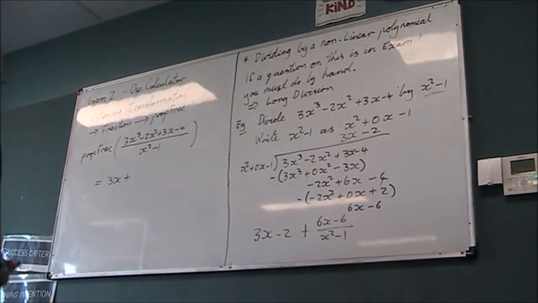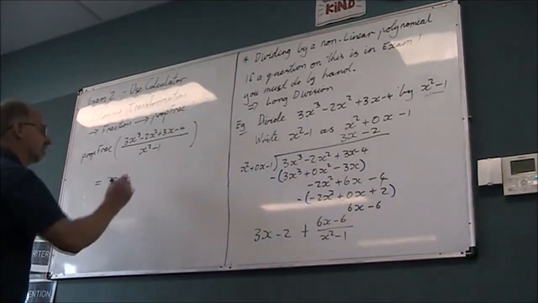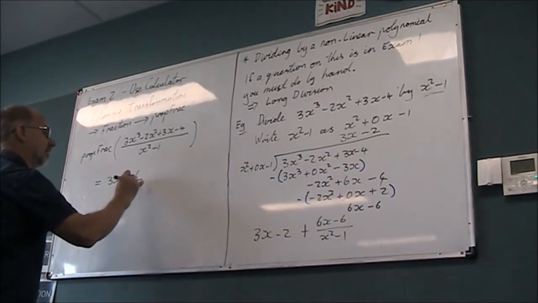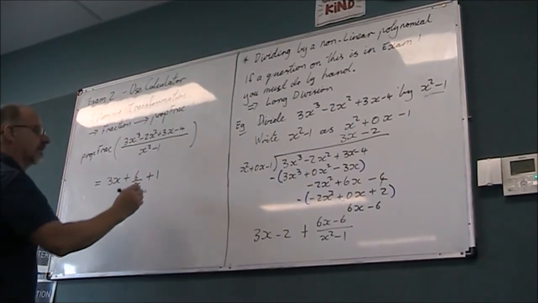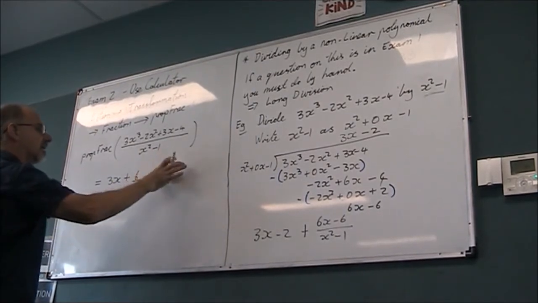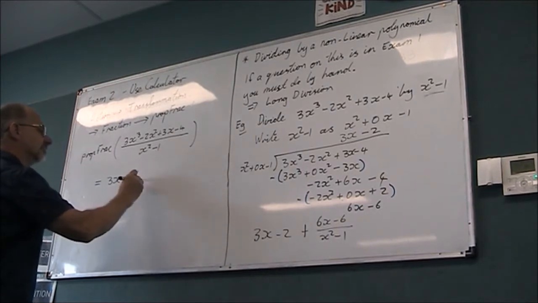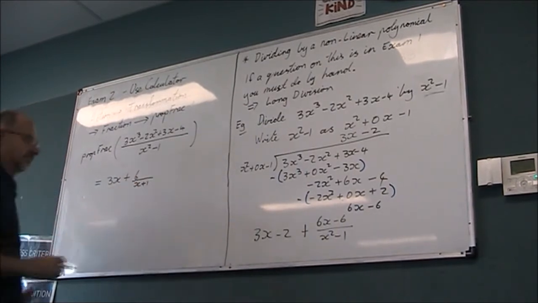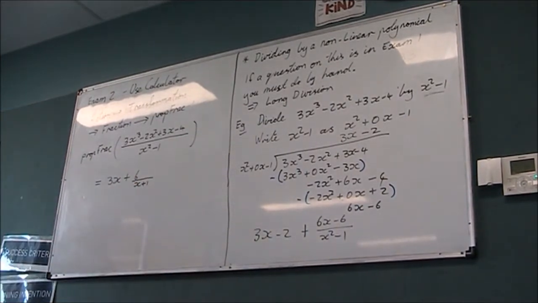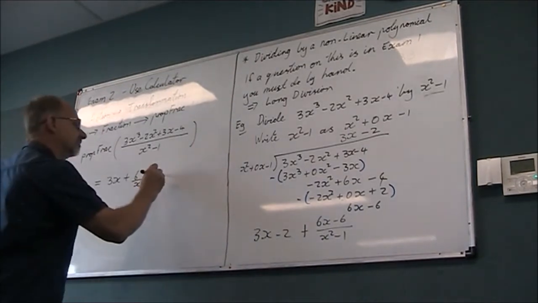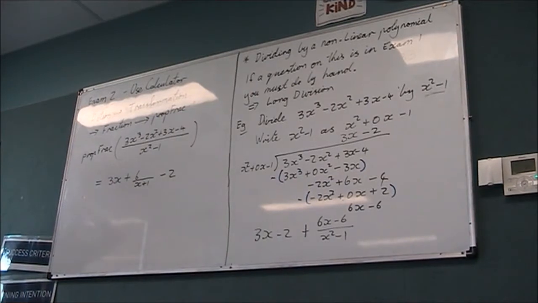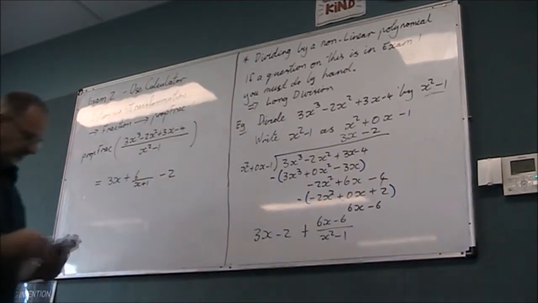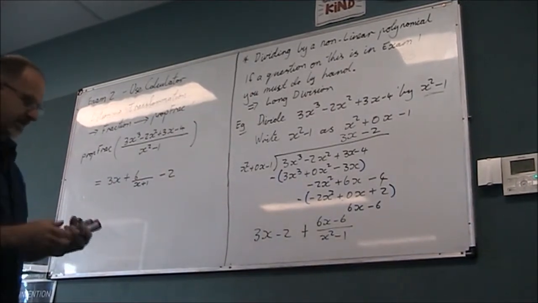3x plus 6 over x plus 1, and then minus 2 at the end. Is that the same thing? Yes. All right. Let's have a look. Yeah, it is the same thing.